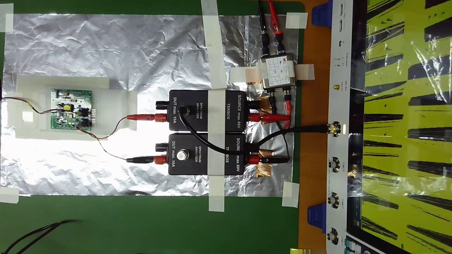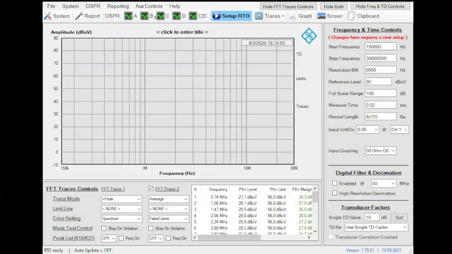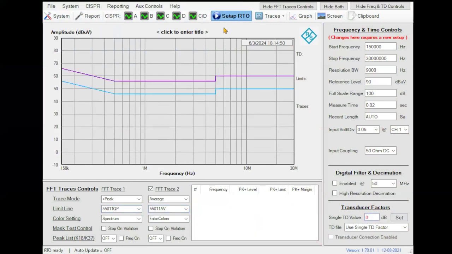I am going to open another software that is this one. This is a software that is coming with the RTO6, where I can specify what frequency range I am interested in. For example, with V, I am interested between 150 kilohertz and 30 megahertz. I can specify, for example, the peak. I'm going to consider that I am interested in this limit and this limit for the average, and we establish the setup. Now we need to put here 0 dBs, and we set up the RTO, something like this.